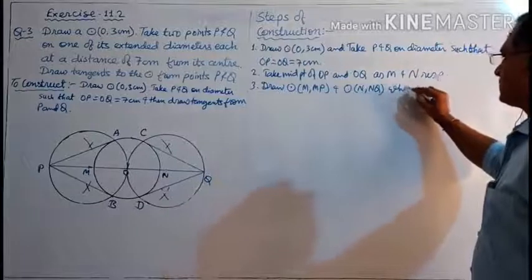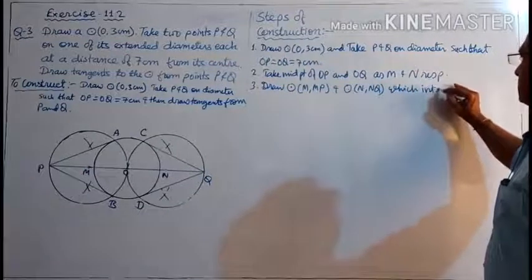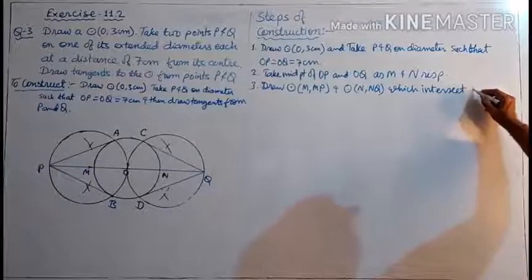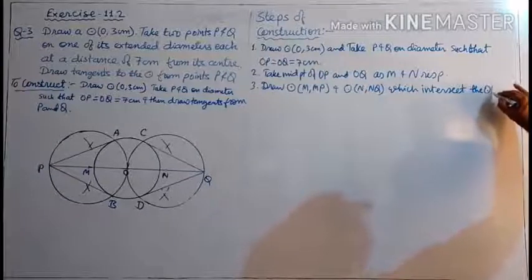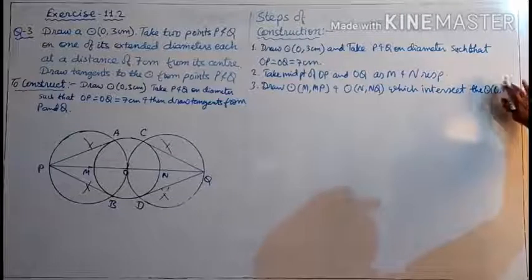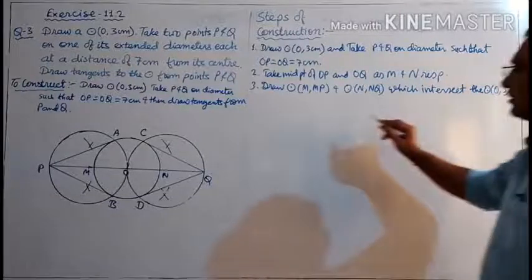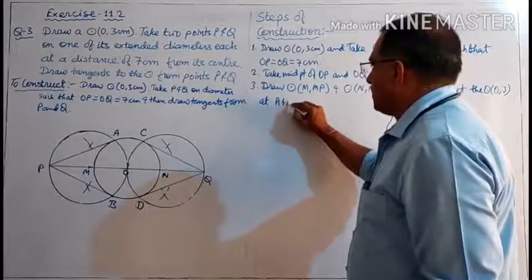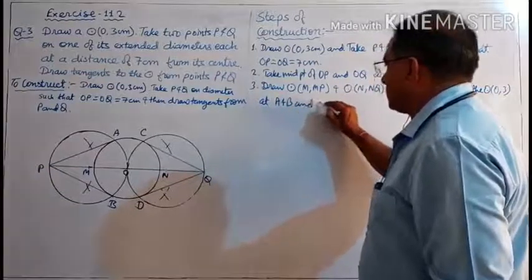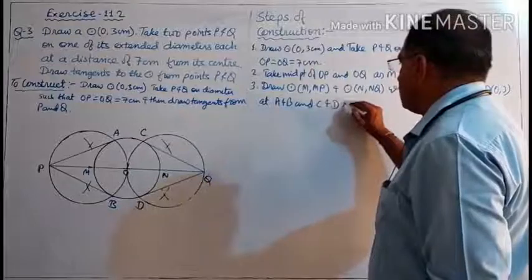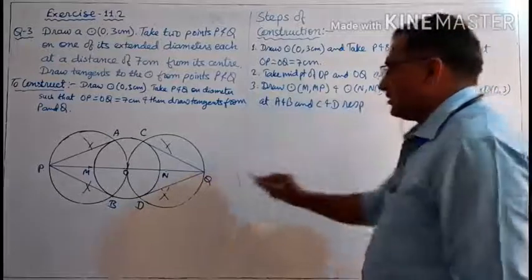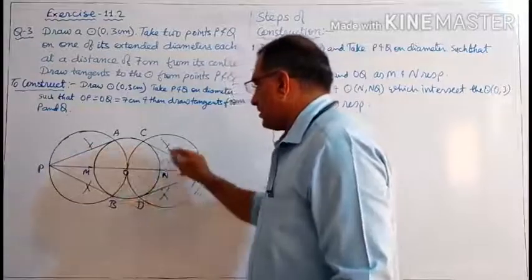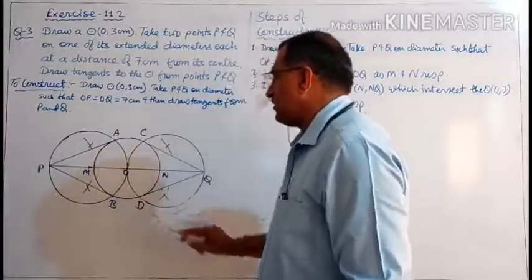which intersect the circle with center O and the radius 3 centimeter at A and B, and C and D respectively. So here this circle intersects at A and B, and here this circle intersects at C and D.